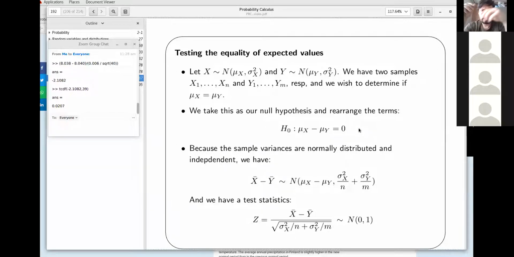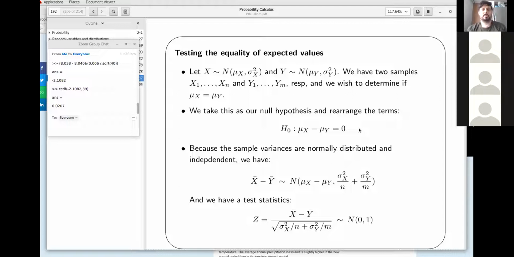And we have the sample variances, which are normally distributed, and assuming that the samples are well collected, independent. So let's say, for argument's sake, we are talking about the average salaries of men and women, for instance, that they are not different, or some average. We take as our null hypothesis that there is no difference.